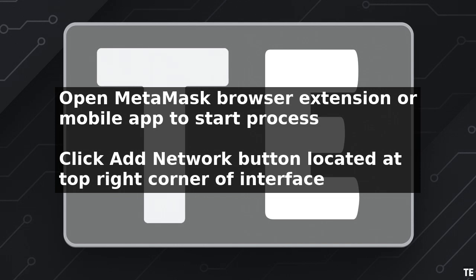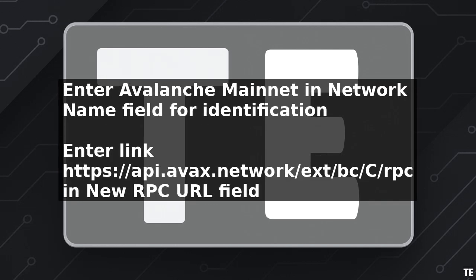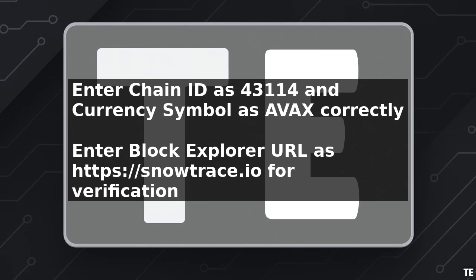In the network name field, type in Avalanche mainnet. For the new RPC URL field, enter the link https://api.avax.network/ext/bc/C/rpc. The chain ID is 43114, and the currency symbol is AVAX. The block explorer URL is https://snowtrace.io. After entering the network details, click the Save button to add the Avalanche network to your MetaMask wallet.